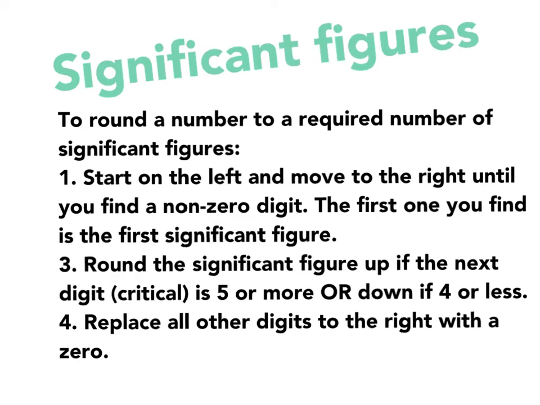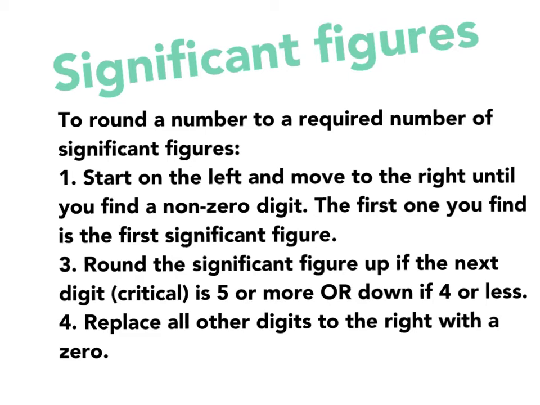Now, once you've found the significant figure that the question's asking you, you look to the critical digit next to it, exactly as we did with decimal places. If it's 5 or more, you round up or you add 1, or you round down if it's 4 or less and the digit stays the same. This is the different bit. Whereas with decimal places, we just cut off the rest of the number, we need to place zeros in the other spots to the right.